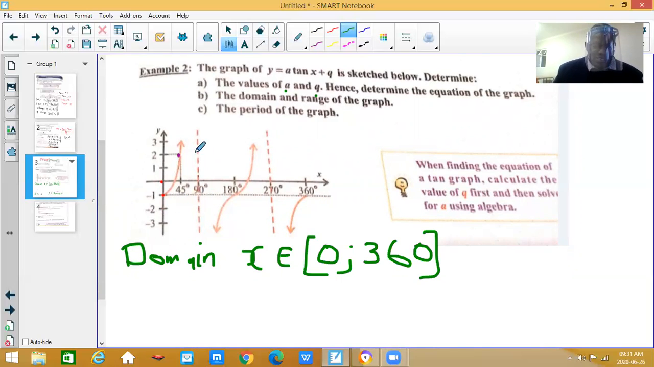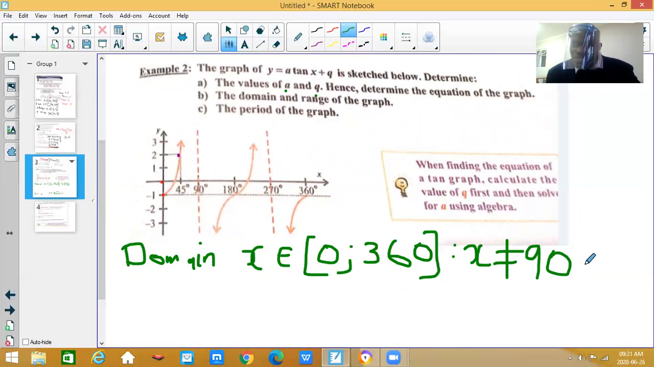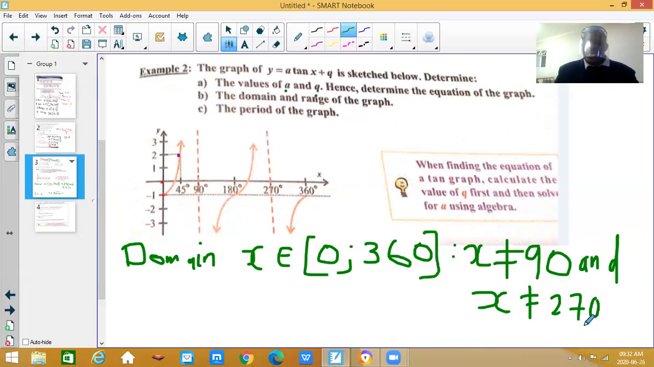Yes. Which ones are those? These lines of asymptote. x is not equal to 90. Is that the only one? No. x must be different from 90 and must also be different from 270. These are lines of asymptote.